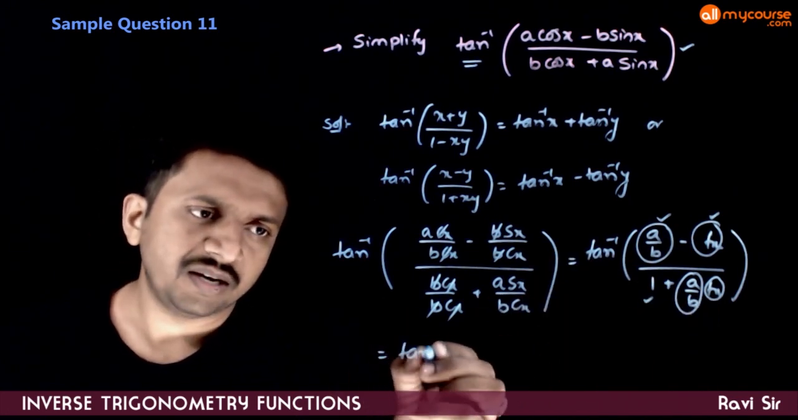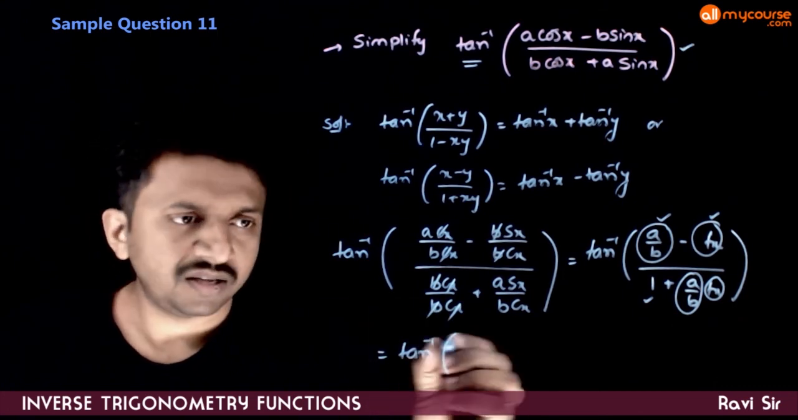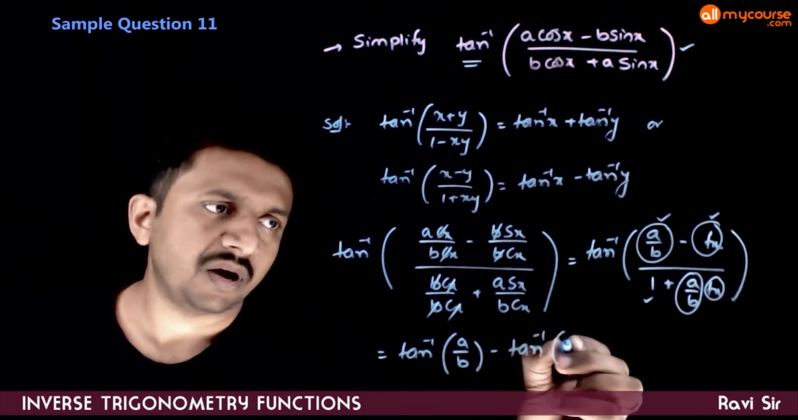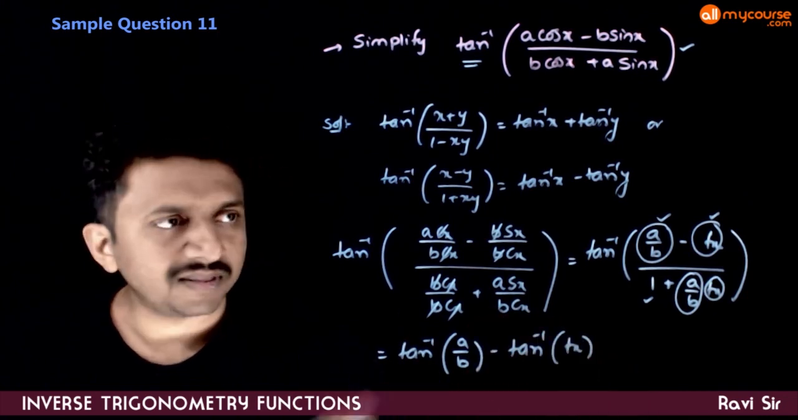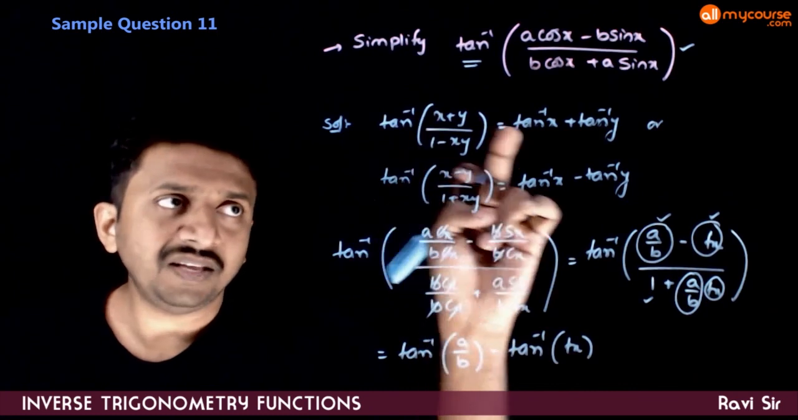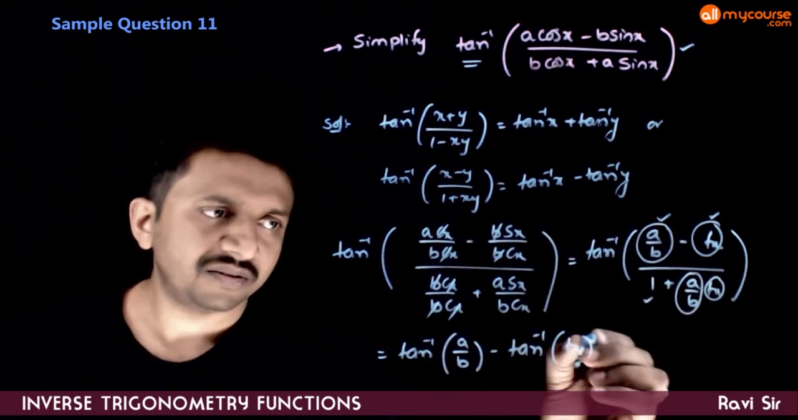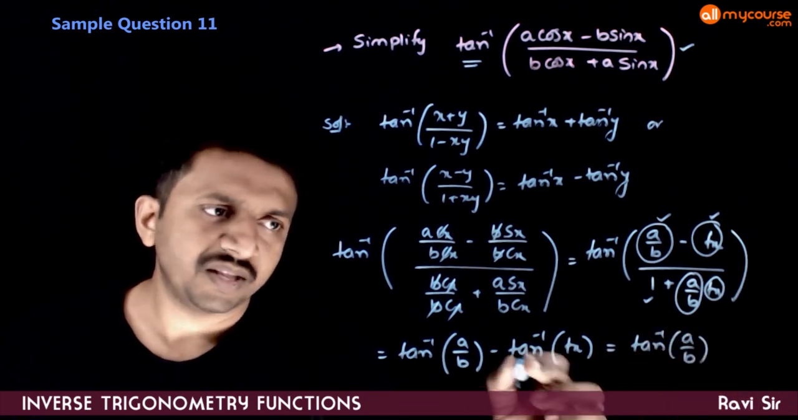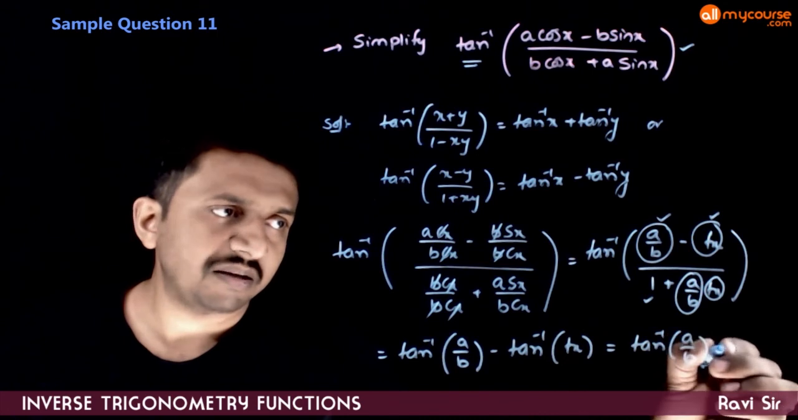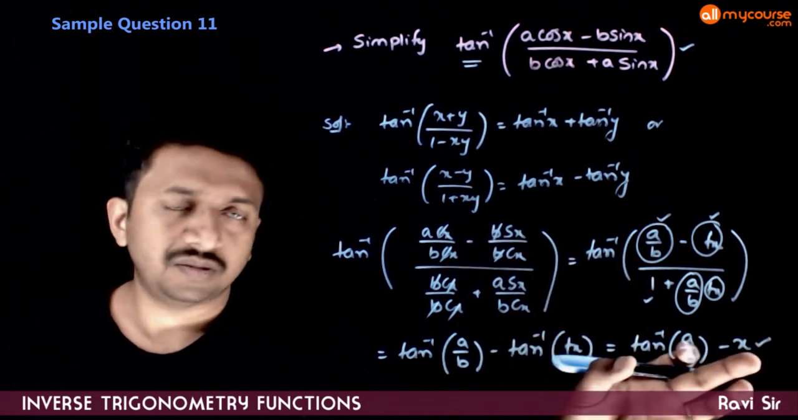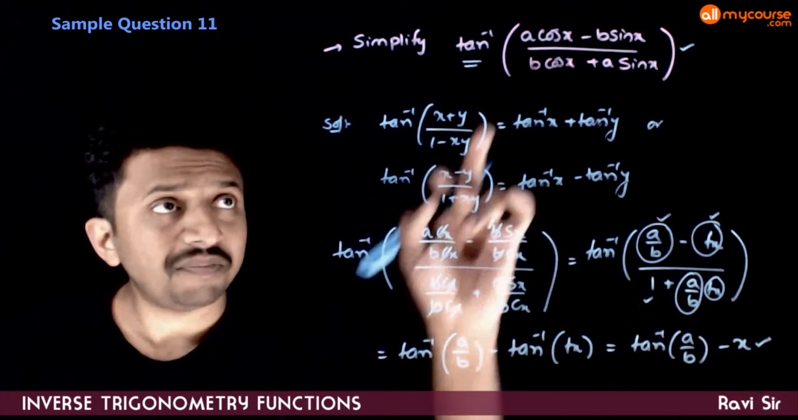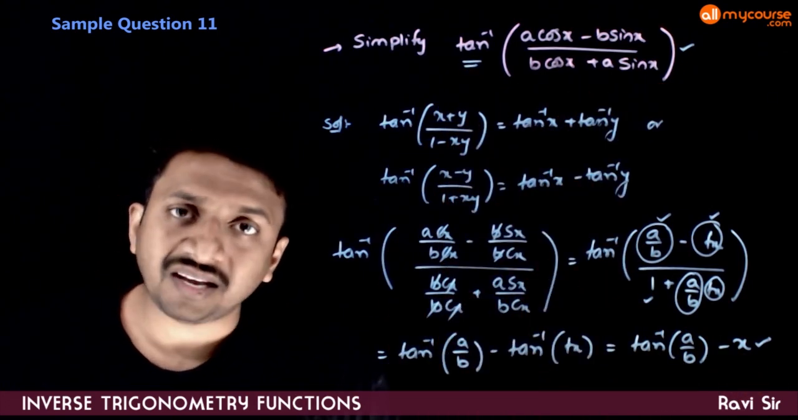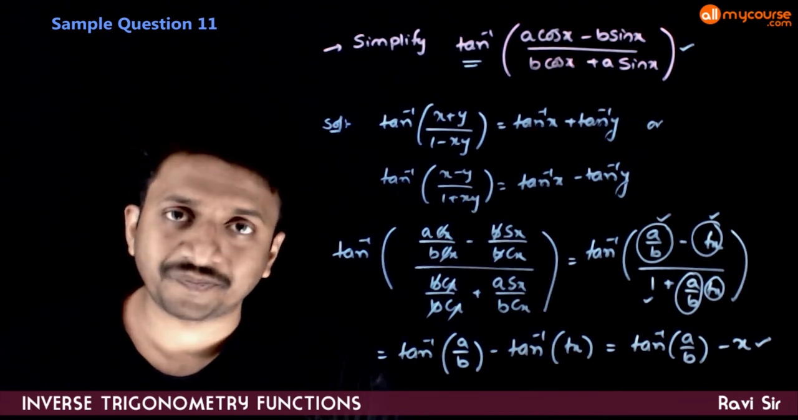So that is equal to tan inverse of a by b minus tan inverse of tan x. This is tan inverse of something minus tan inverse of the other. That is equal to tan inverse of a by b minus, tan inverse of tan x is x. So this will be the required simplification. So this finally gets simplified to tan inverse of a by b minus x.